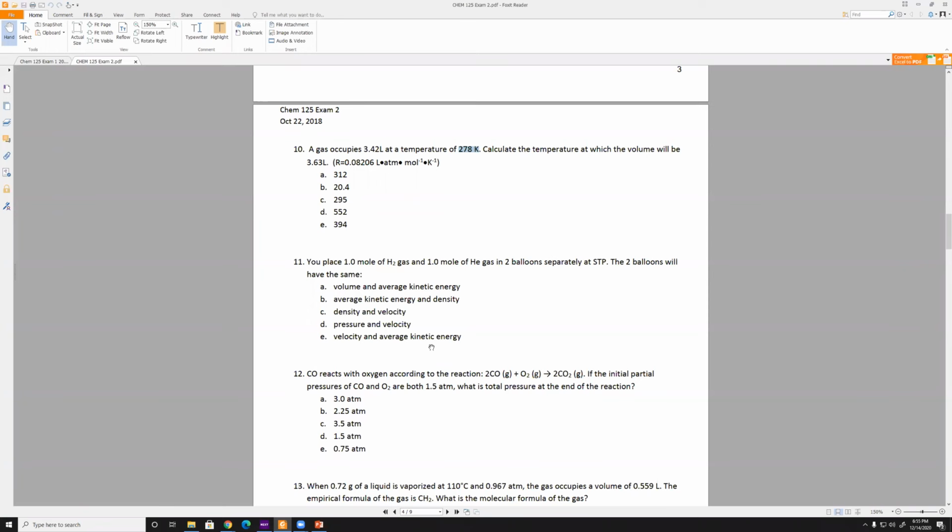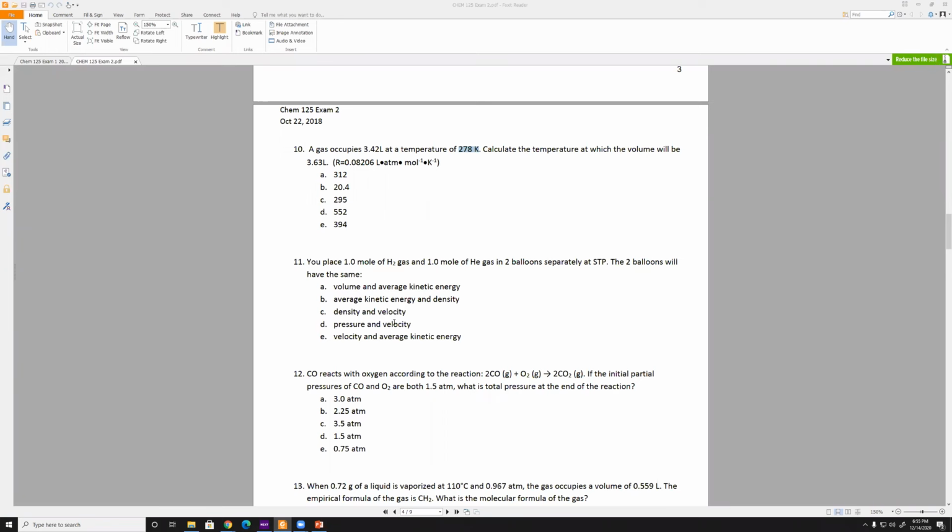Helium gas is heavier, has a molar mass of 4. Hydrogen gas has a molar mass of 2. What's the same? So the volume and the average kinetic energy, the density, the pressure and the velocity. So let's talk about volume first. We'll just talk about each one of these factors as they come up in the answers.